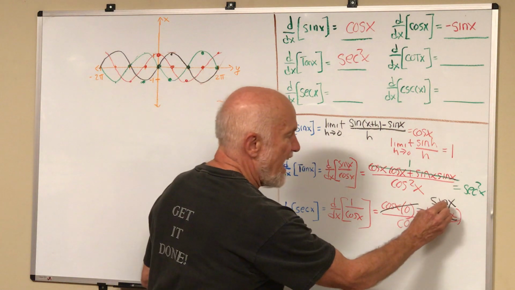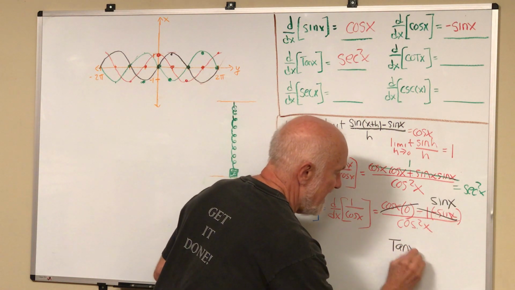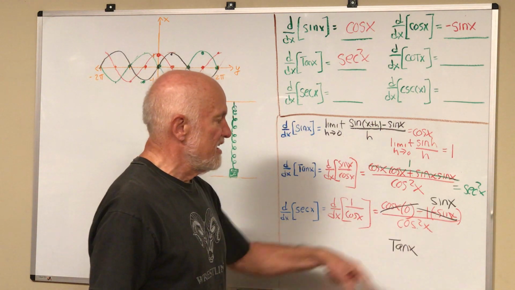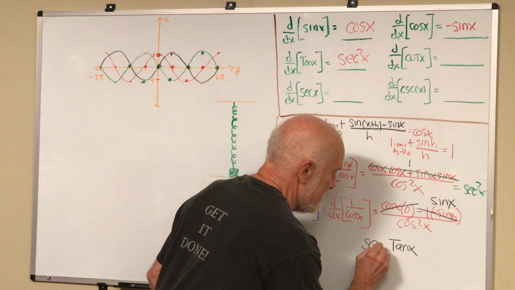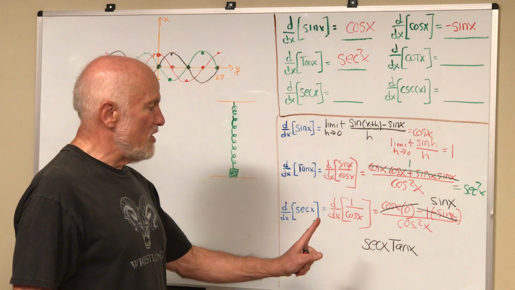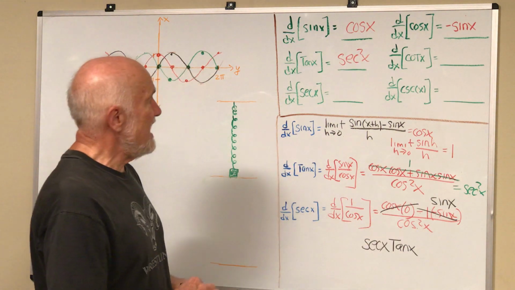But if we know the sine divided by the cosine is the tangent, and 1 over the cosine is the secant, that makes it a little bit nicer. We don't have a quotient. It's just the secant of x times the tangent of x.